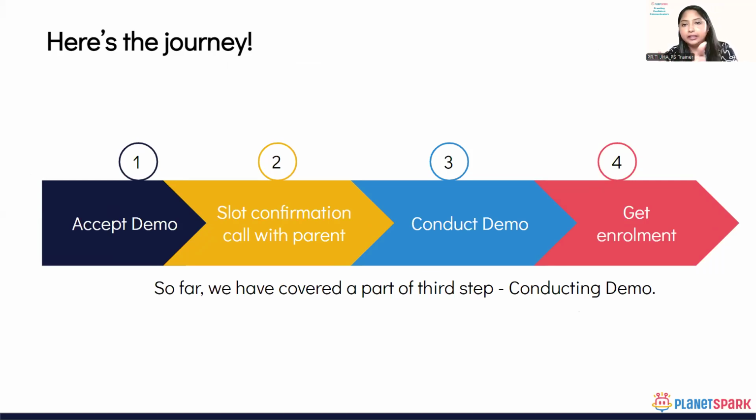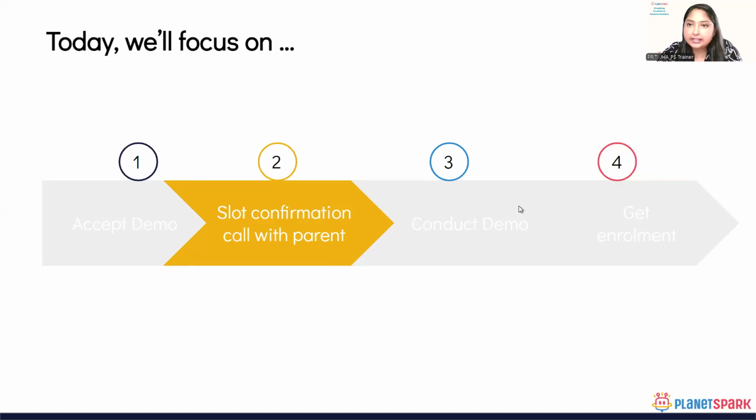Counseling session is not here in your journey because it is not a part of your job. Now, so far we have covered a part of the third step. Now, the third step is not covered completely. We have only covered a part of it, the first 40-45 minutes, which we spend with the child. And the last 15-20 minutes today we will see in the second session. Right? So as of now, we are going to focus on the second step, and that is slot confirmation call.